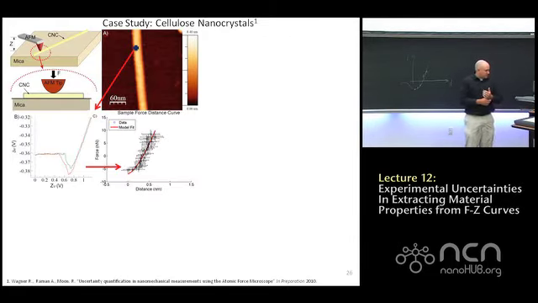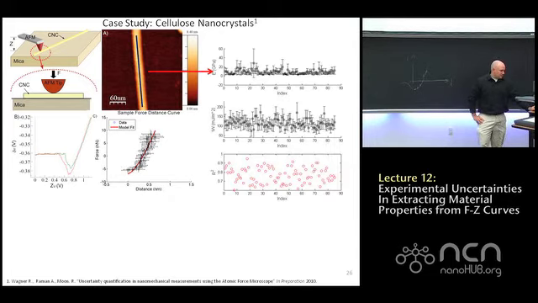So we do all this. This is just the same cellulose nanocrystal I was showing you before, where we showed one F-Z curve. And the value from that F-Z curve was 10.3 GPa. Well, now I'm going to collect 100 F-Z curves. For each F-Z curve, I can compute a combined standard uncertainty for both E and work of adhesion.